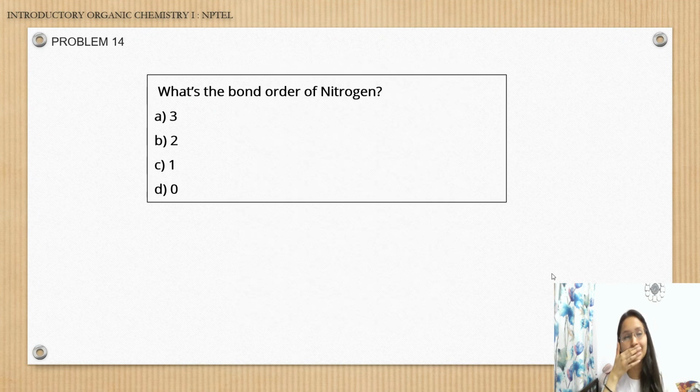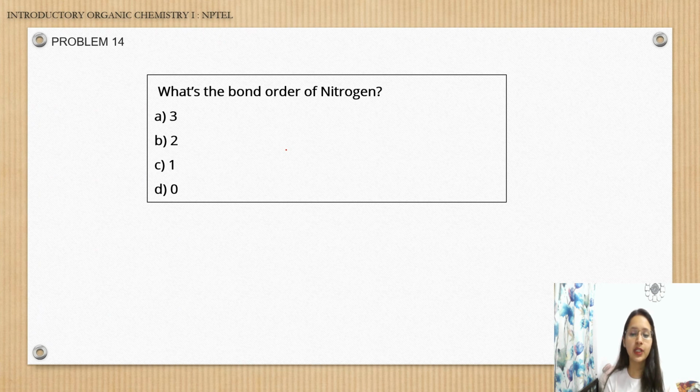So coming to problem 14. What is the bond order for nitrogen? I am just giving you a gist of bond order and the molecular orbital diagram. That is why I'm incorporating nitrogen and oxygen, and not very complex systems, so that you can grasp it earlier than it otherwise could be possible. So here they are asking what is the bond order of nitrogen.